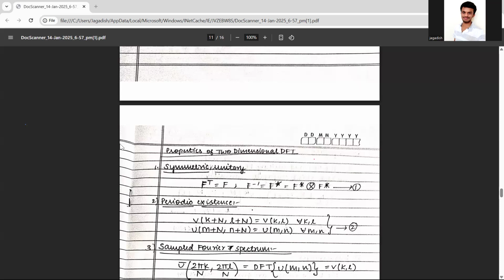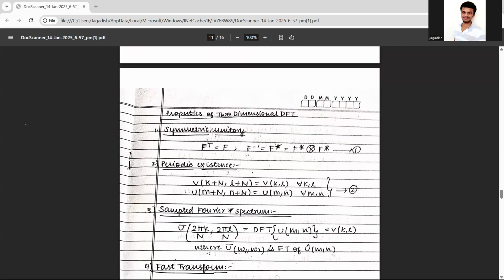I have given time to write down these three properties. Later, I will explain. Everyone write down because this is a 100% fixed question. So I'm giving you time to write down. After finishing, tell me, and I will explain these three properties.